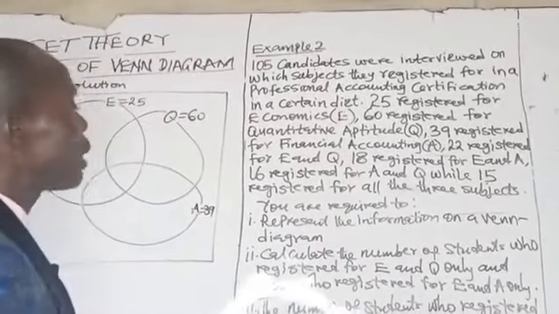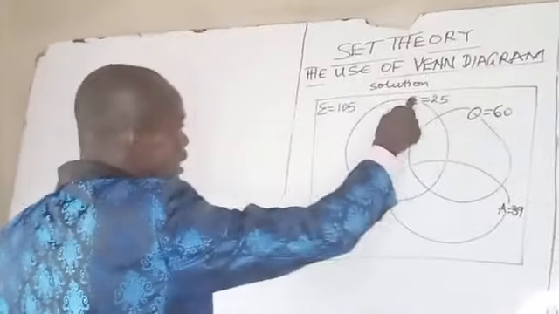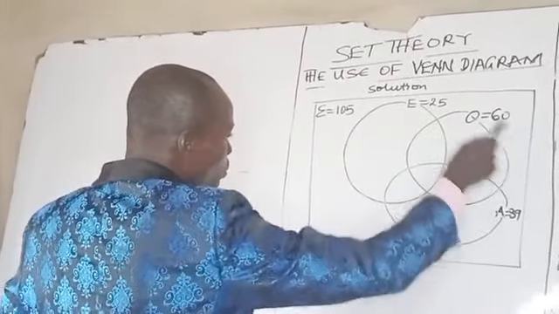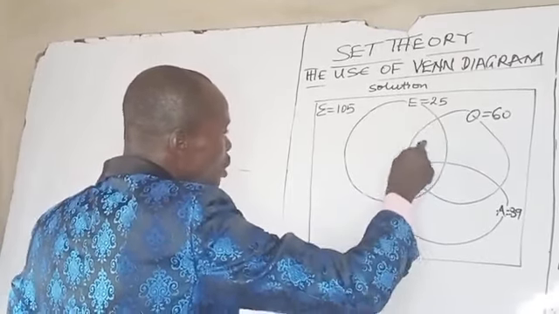It is different from 22 registered for A and Q only. If the word only is there, this is E, this is Q. So this is E, and this is Q. If the word only is there, the region that contains E and Q only is this region.